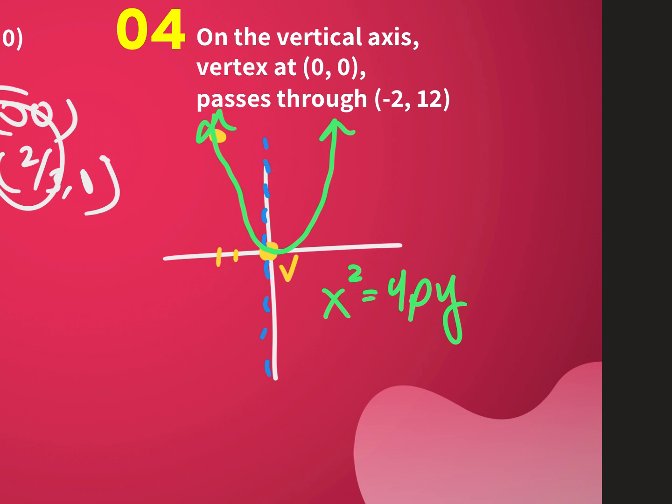Think for a second. What did they give me that I could possibly plug in to figure out what the p-value is? Because they didn't explicitly say, here's the focus, here's the directrix. What did they give me in the words? Vertical axis. Okay, vertical axis, good. That tells us that it's up and down. Good. What else?